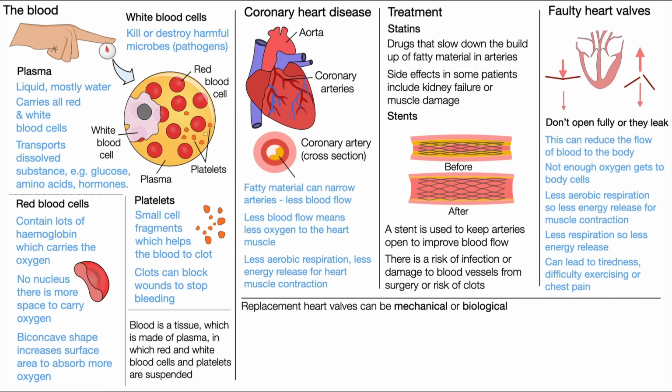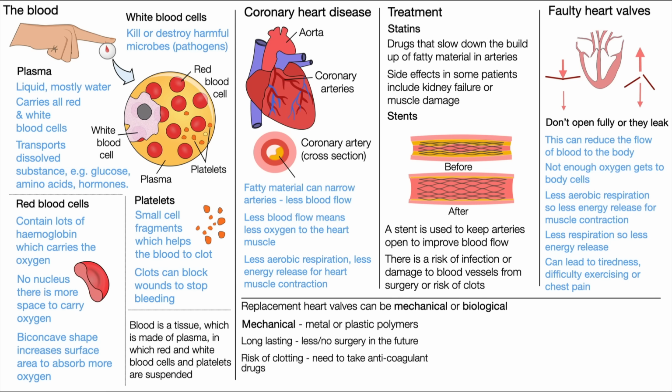Faulty heart valves can be replaced. The replacements can be either mechanical or biological. A mechanical heart valve is made of metal or plastic polymers. These are long-lasting. There's less or no surgery needed in the future, or much longer time passes before surgery might be needed again. There is, however, a risk of clotting, so patients may have to take drugs called anticoagulant drugs, and these stop the blood or reduce the risk of the blood from clotting.